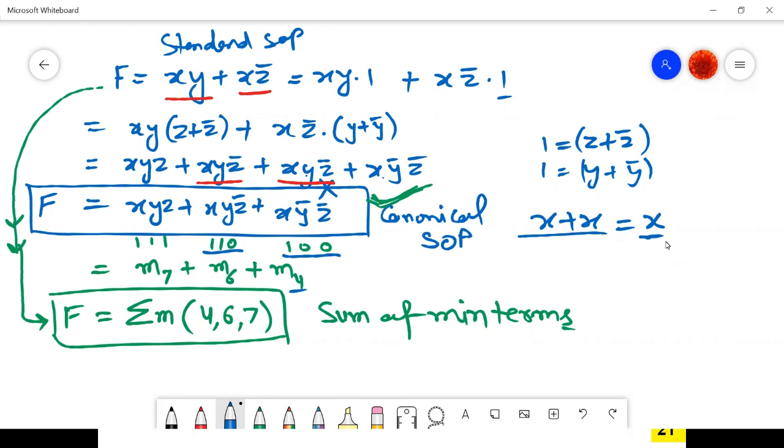1, 1, 0 is what? 6. 1, 1, 1 is what? 7. So there are 3 minterms present. And you know what is the significance of it, what it is communicating basically.